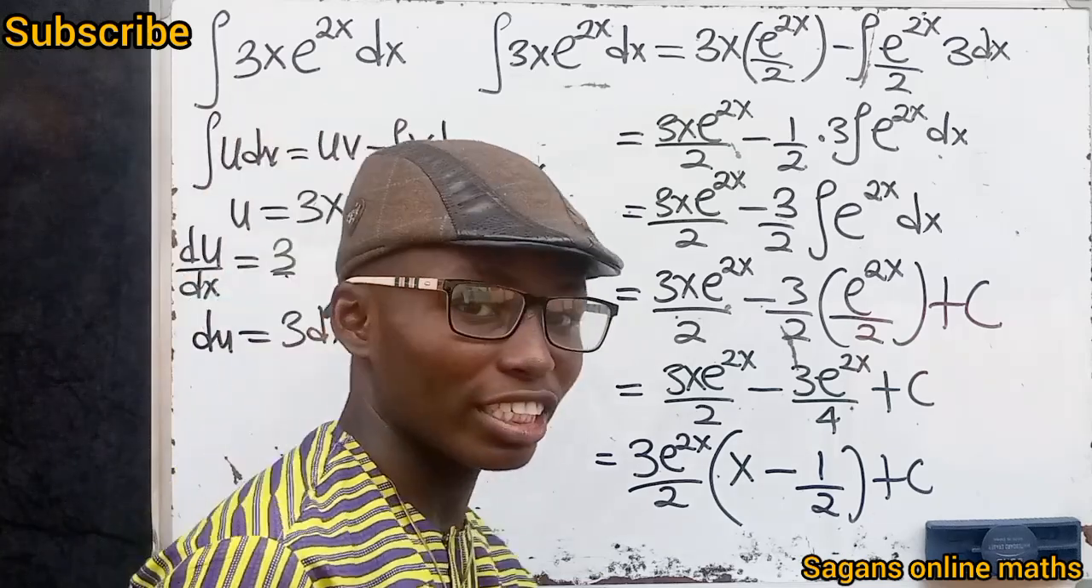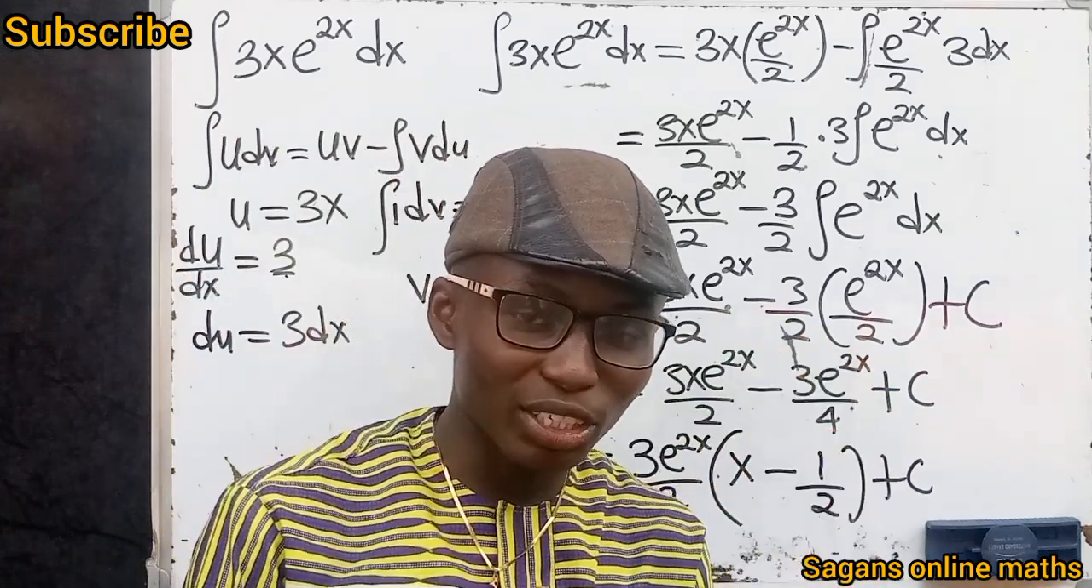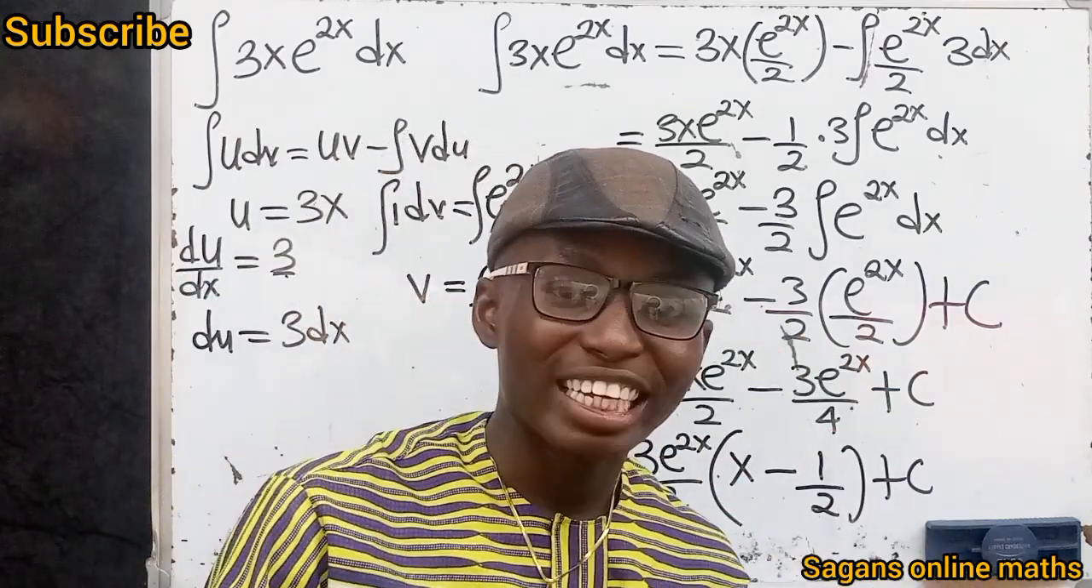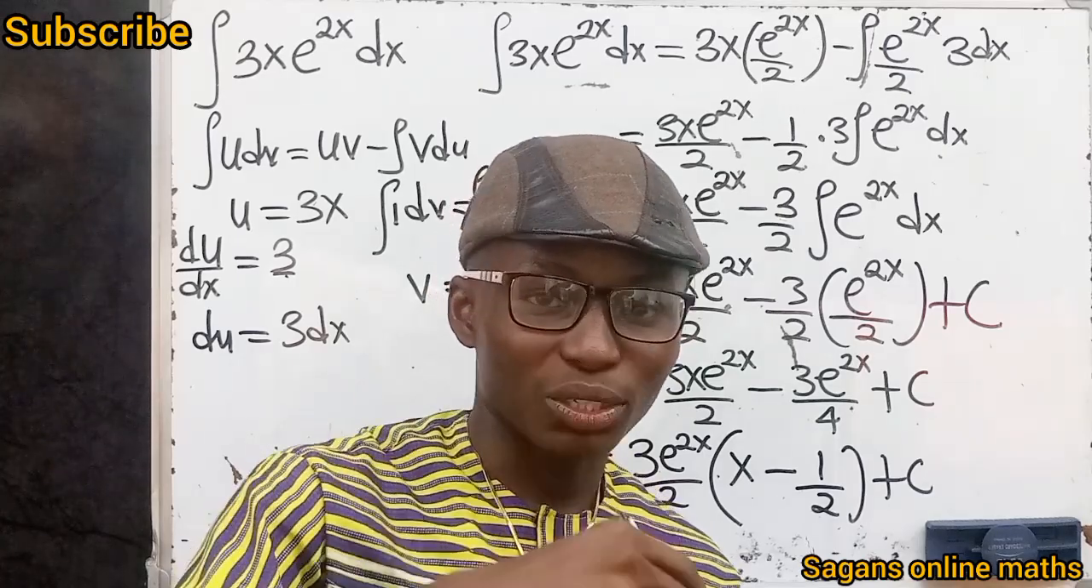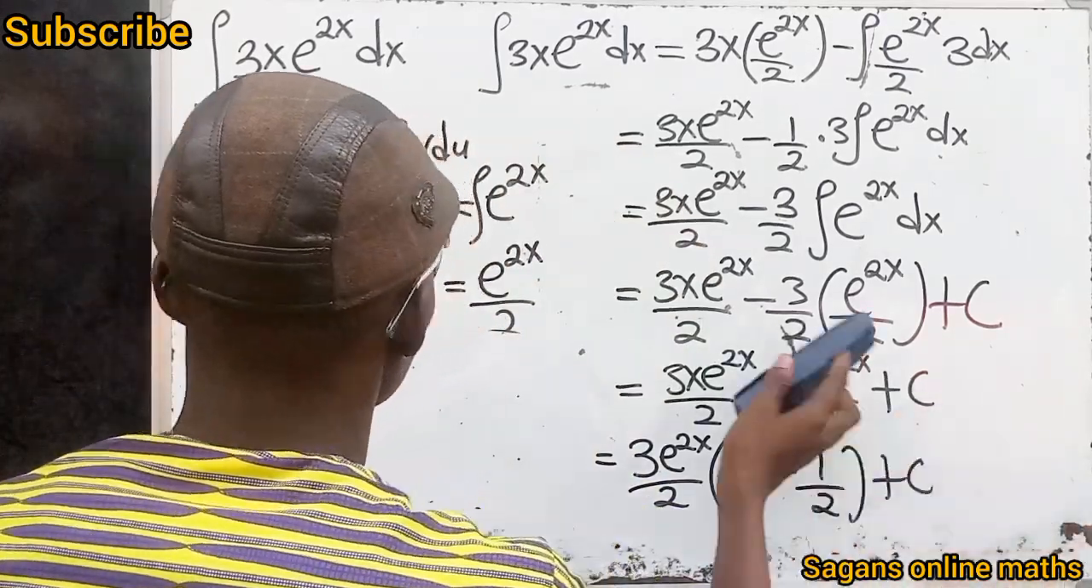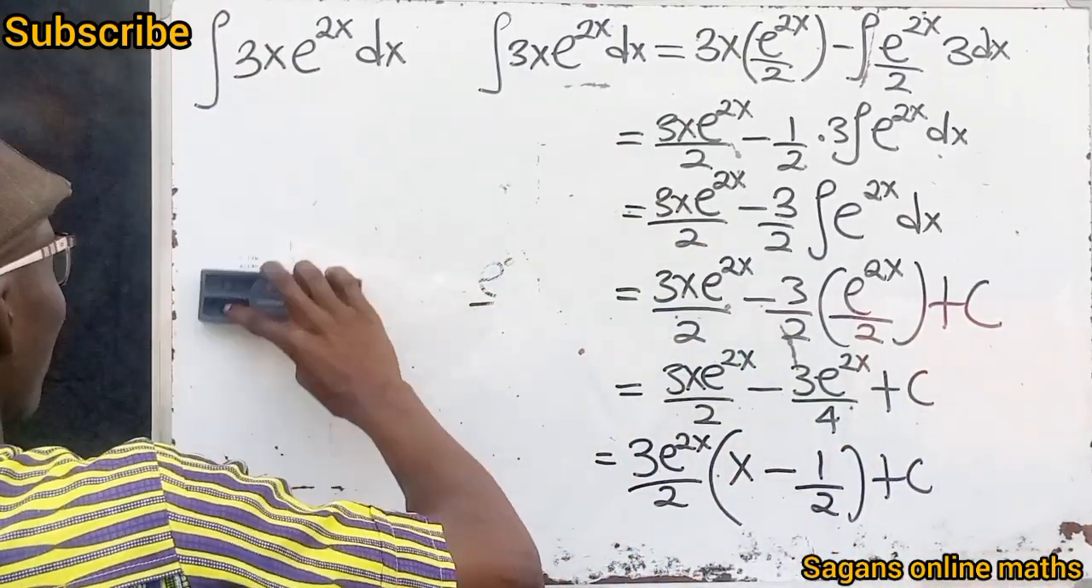Can you see how simple and interesting it is? You can see how, when we use integration by parts, this is the answer. Now let me teach you the DI table. Let's go. Now let's remove this from here and work on our DI table.